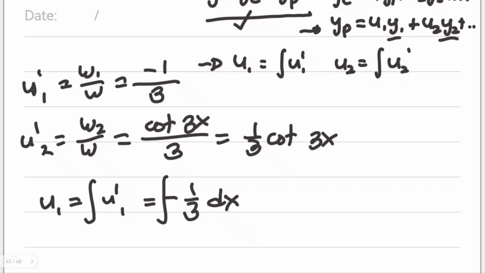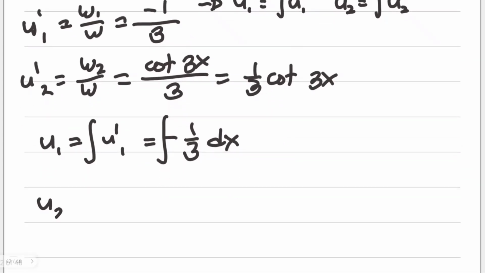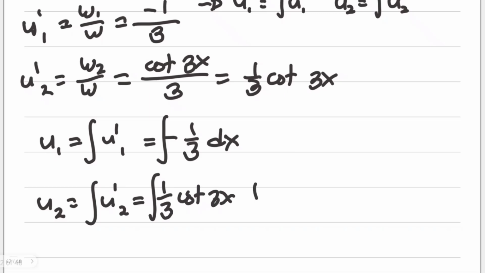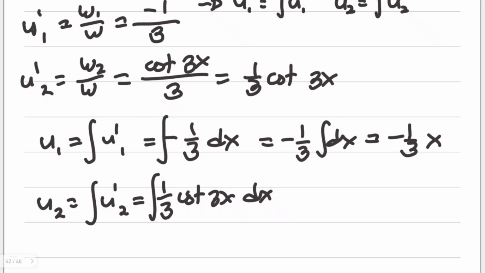Okay? So our u sub 2 is also the integral of u prime sub 2, and you will have here the integral of 1/3 cotangent 3x, and then you have here dx. Okay. Of course, you could have negative 1/3. The integral of dx is negative 1/3 x. Okay, that's for u sub 1.